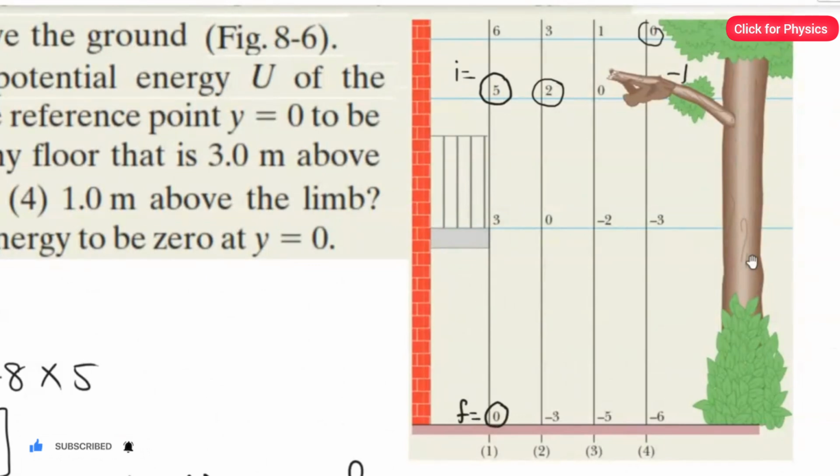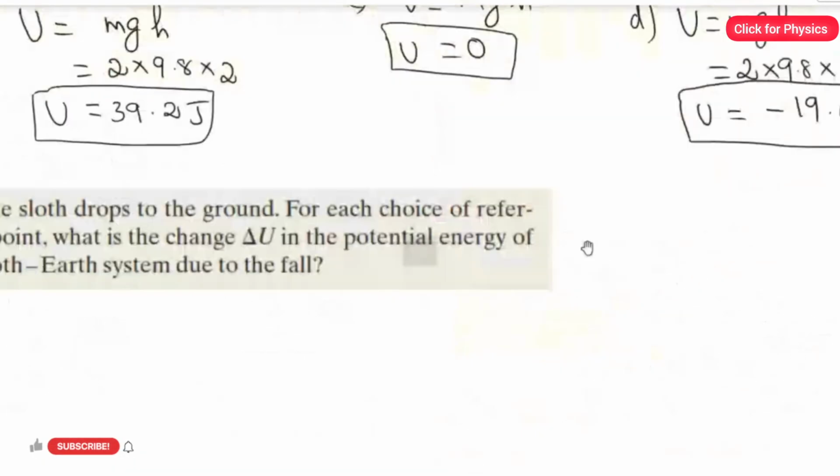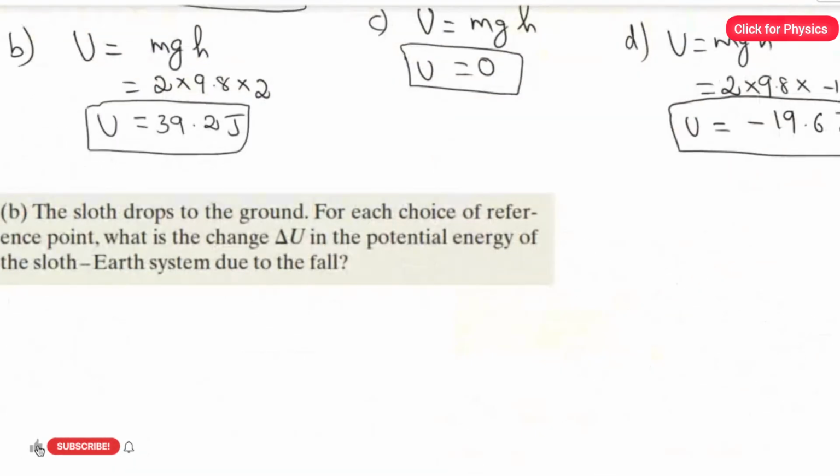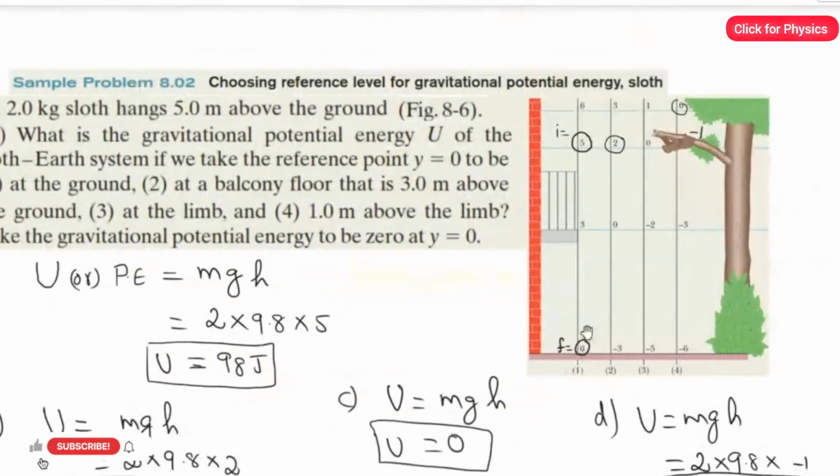So we have to find the change in potential energy. What is the formula for change in potential energy? The change in potential energy is given by mgh final minus mgh initial. So what is our height final? Go back to the figure. Our h final is 0 height. Our h initial is 5 meters.